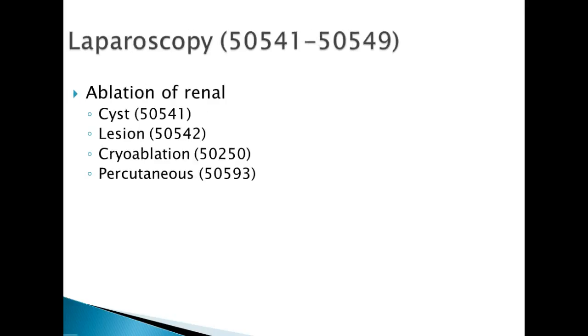The laparoscopy codes 50541 through 50549 report ablation of renal cyst 50541 or lesions 50542. Open cryosurgical ablation of renal tumors is reported with code 50250, and the percutaneous ablation is reported with code 50593. Laparoscopic nephrectomies and pyeloplasties are also reported with codes from the laparoscopy category and are based on the extent of the procedure.